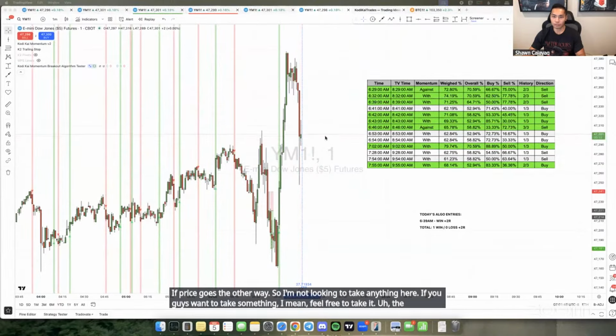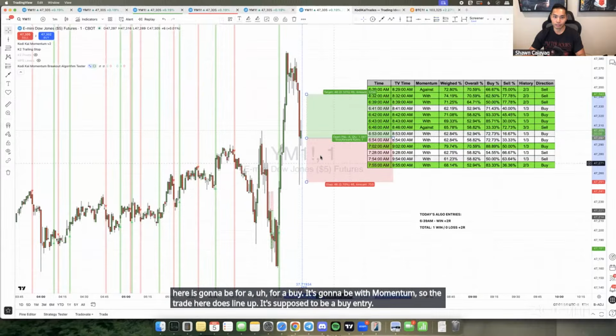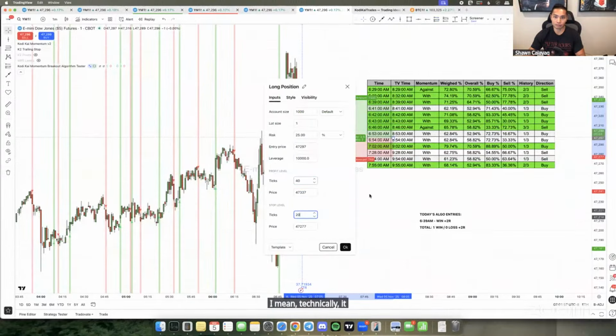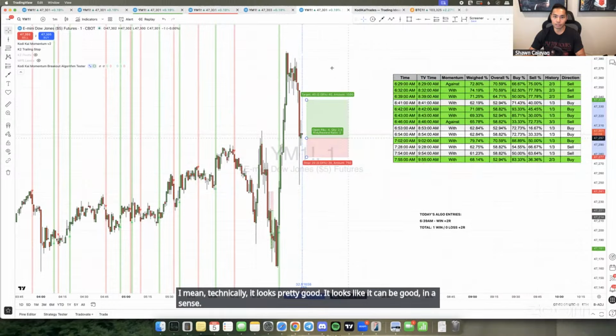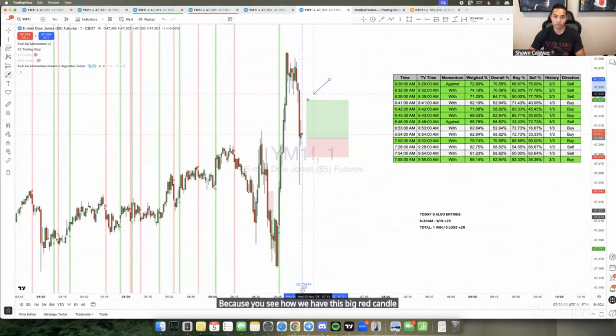The entry over here is going to be for a buy, with momentum. So the trade here does line up. It's supposed to be a buy entry. Technically, it looks pretty good, because you see how we have this big red candle? Price is likely to fill this gap, this gap candle right there. So if you want to take this 7:02 entry, you guys can.